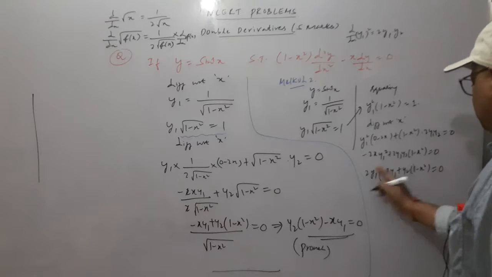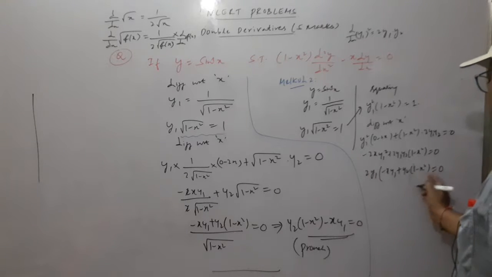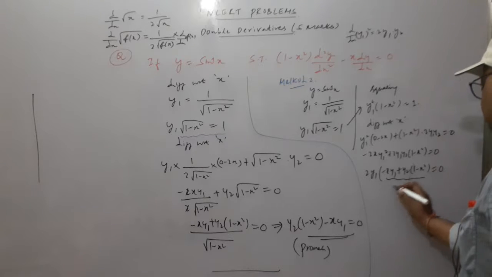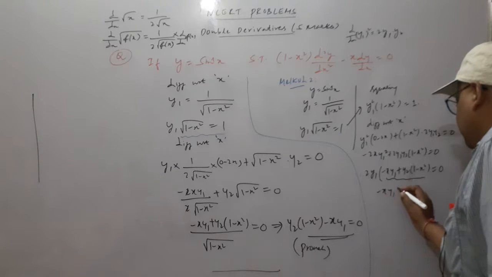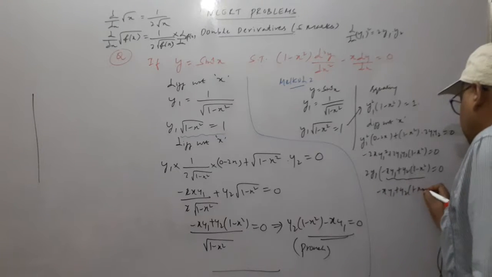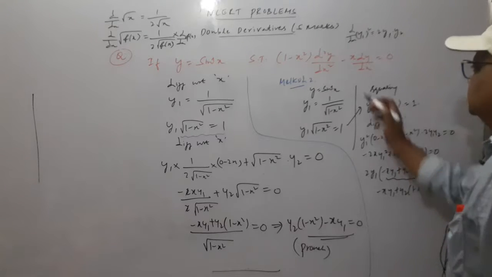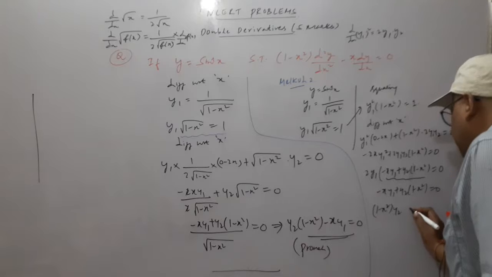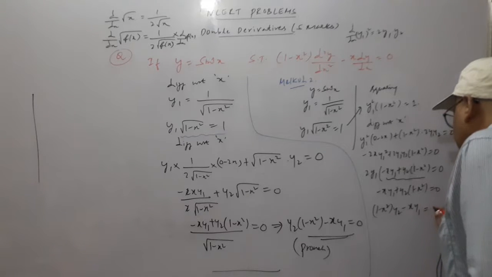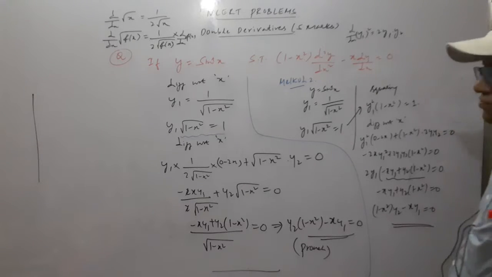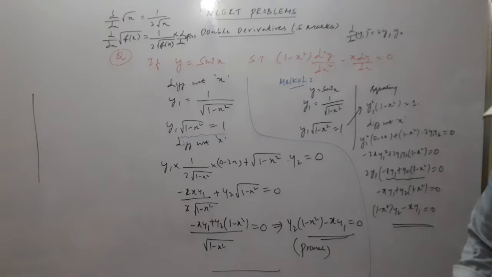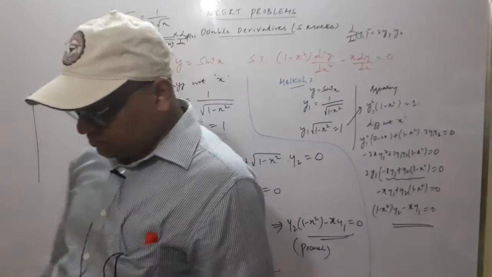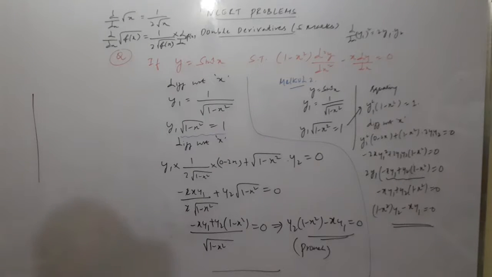So 0 by 2y1 will give me again 0. So I am left with this value: minus x y1 plus y2 into 1 minus x square is equal to 0. By rearranging, I will get the same term, 1 minus x square into y2 minus x y1 is equal to 0. This way also you can solve the problem. Make a note of it.